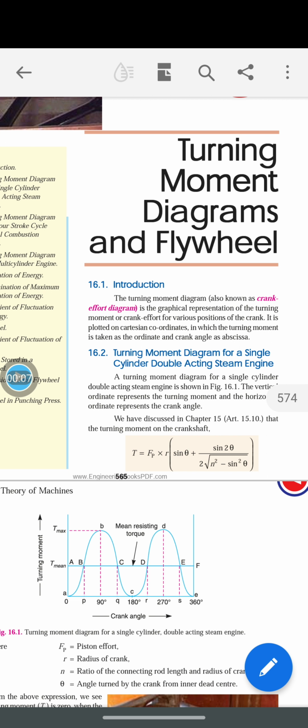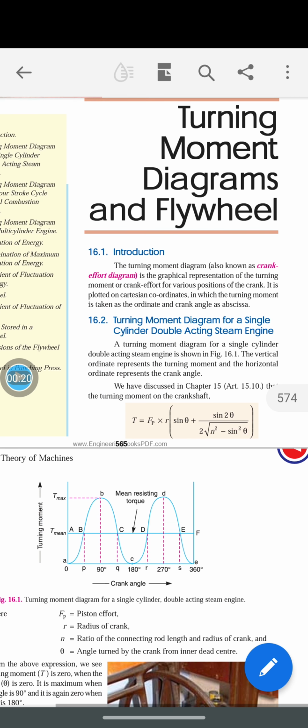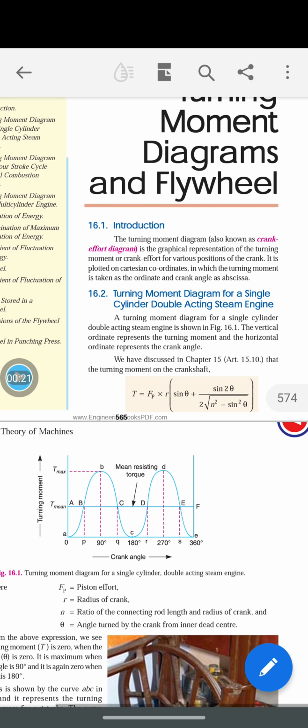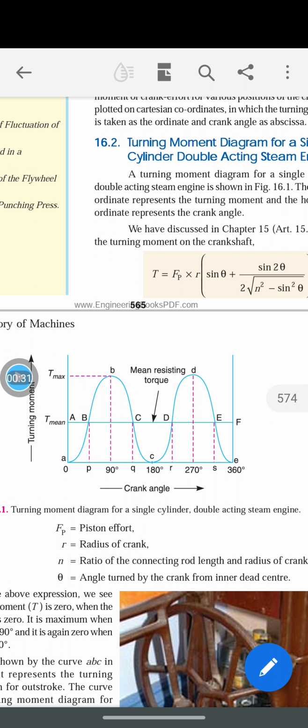Hello everyone. In this session we will learn about the basics of turning moment diagrams and some problems on this unit. The turning moment diagram is the diagram plotted by taking the crank angle on the x-axis and turning moment on the y-axis. The obtained diagram is called the turning moment diagram. We can also call it the crank effort diagram.